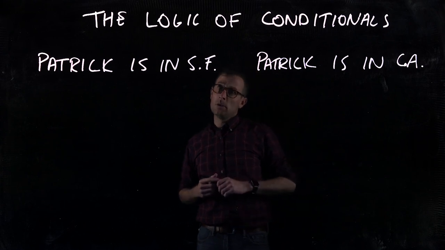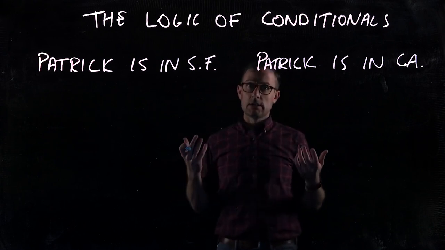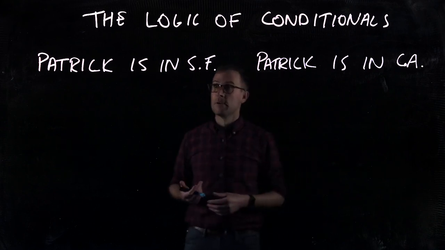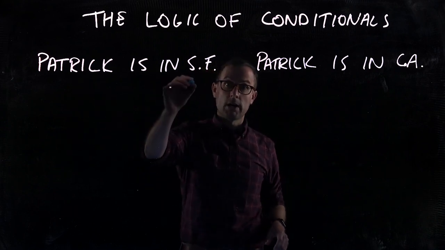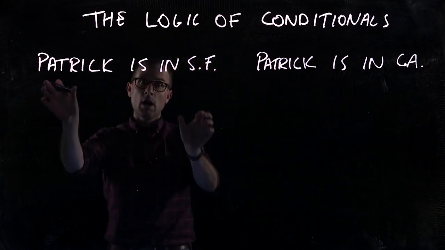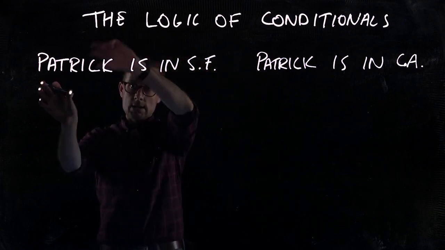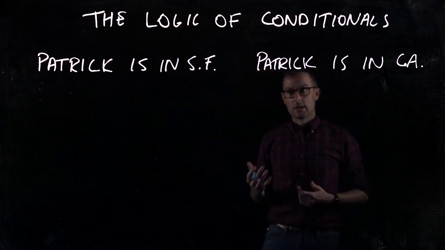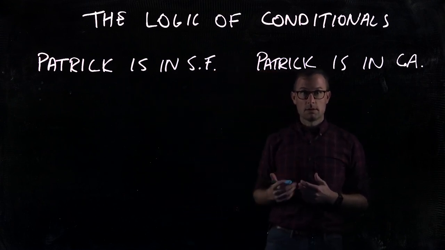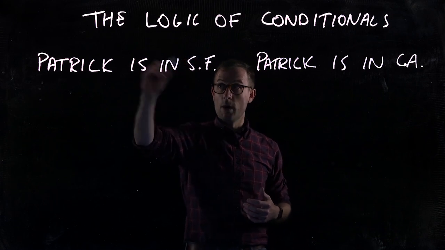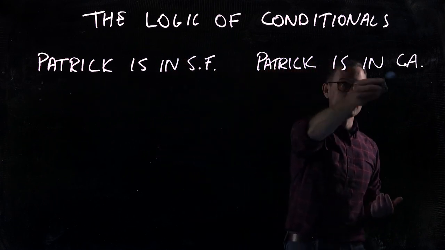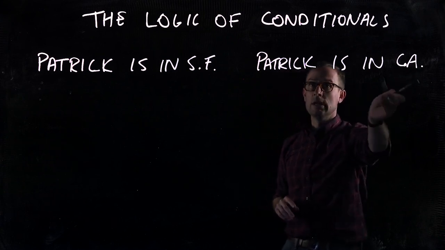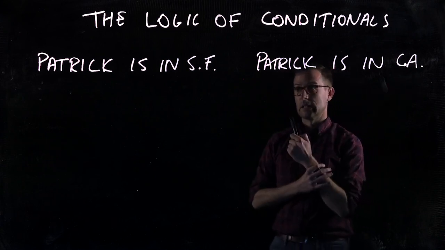Okay, now let's just look at these two examples. Both are simple propositions, both have a subject and a predicate, right? A subject of which the predicate is saying something about the subject. In the first example, Patrick is in San Francisco. So the predicate is saying something about where Patrick is. Similarly, Patrick is in California. The predicate here, in California, is saying something about where Patrick presently is.